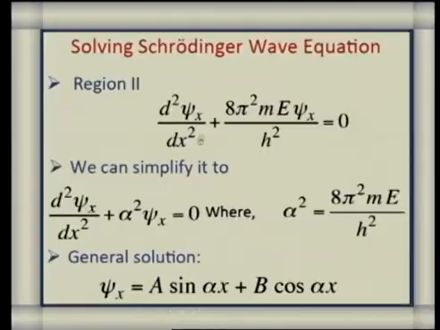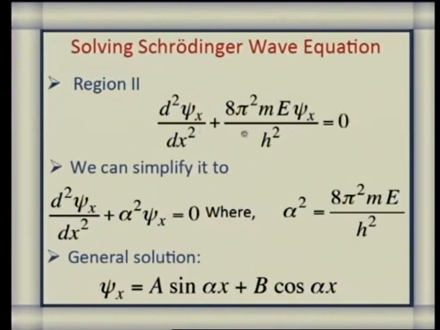Let's see how we deal with region 2, which is of interest to me, and let's see what we get here. In case of region 2, what do we see? This is the expression I have for my Schrodinger wave equation, that is d2 by dx square of psi x plus 8 pi square m by h square E psi x is equal to 0.